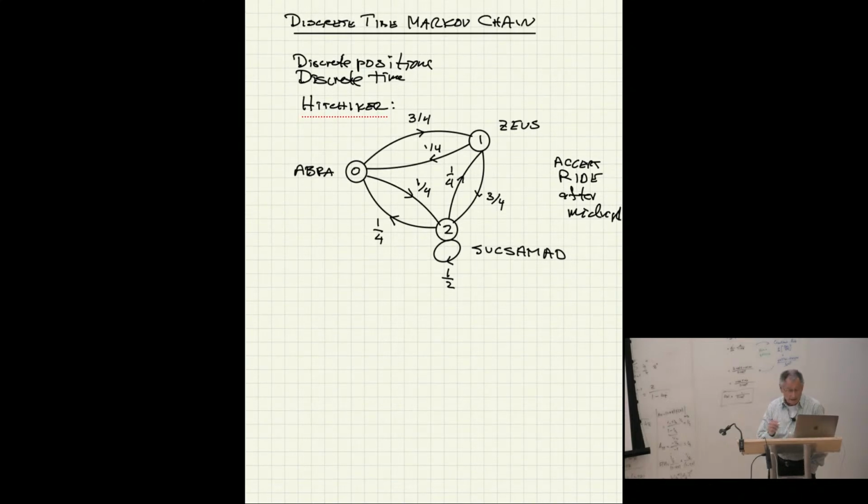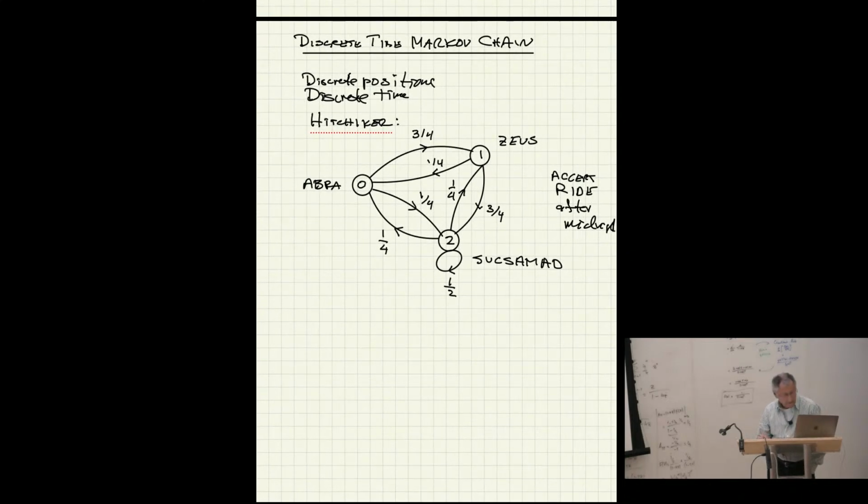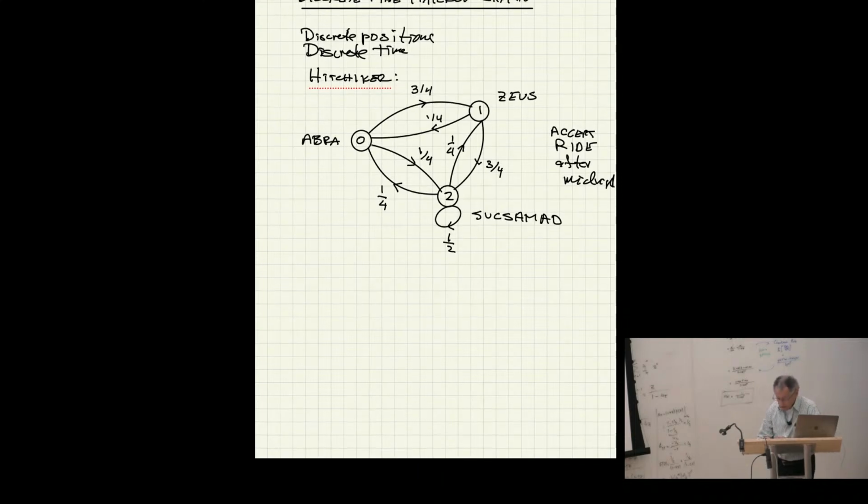So let's put down some comments. The position of the hippie at some time in the future is a random variable. You don't know where it's going to be.